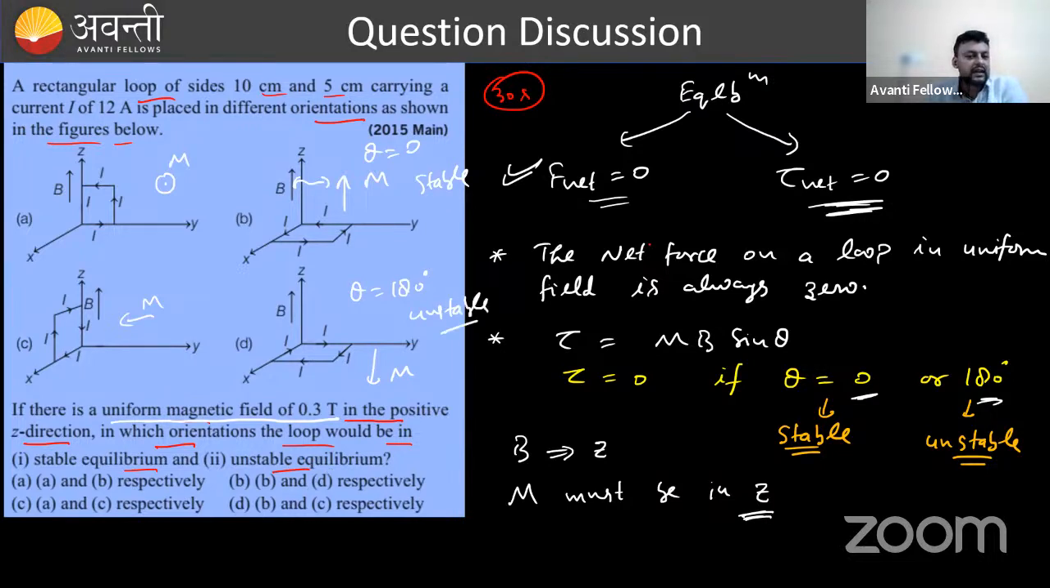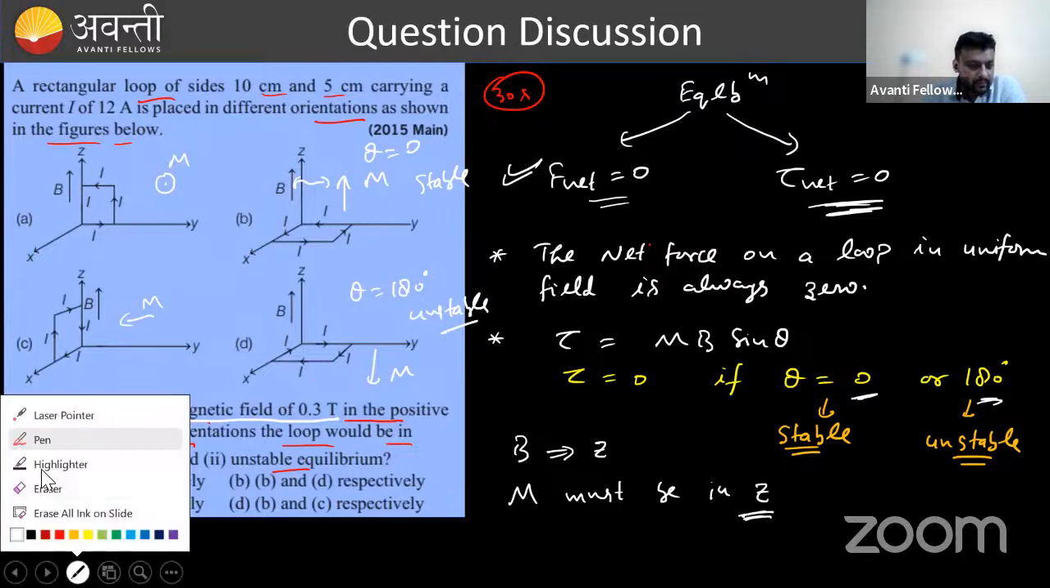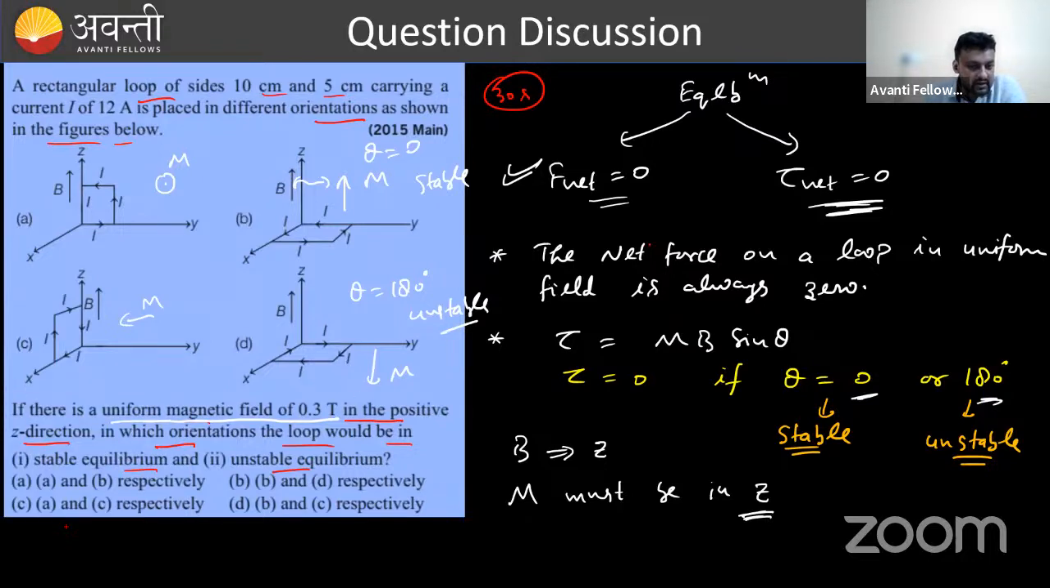So which option is correct? B is stable, D is unstable. B and D respectively. Very good, JNV. JNV Bhavnagar, your answer was correct. Very good. The winner of the round.